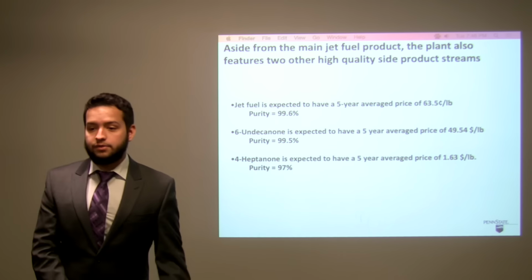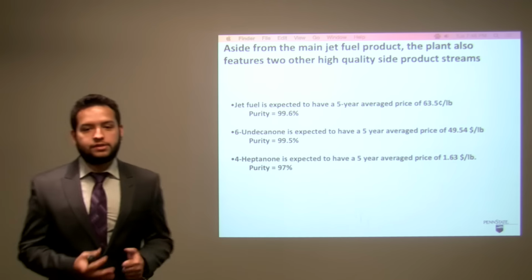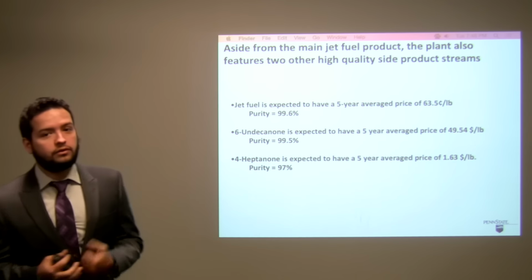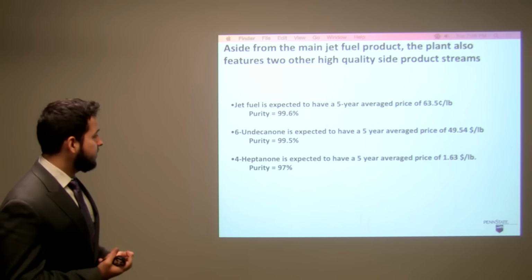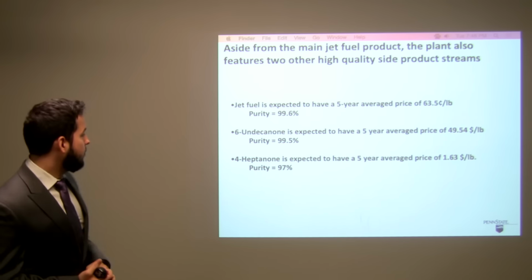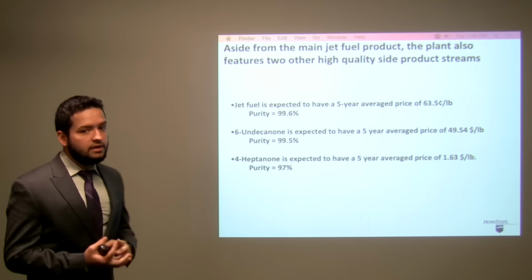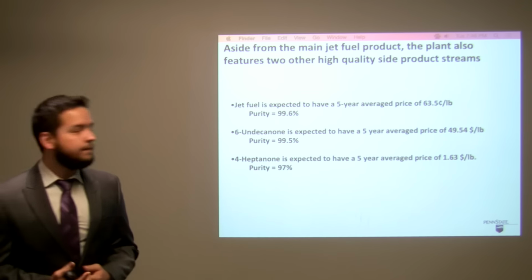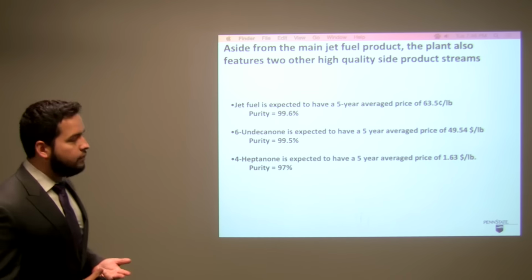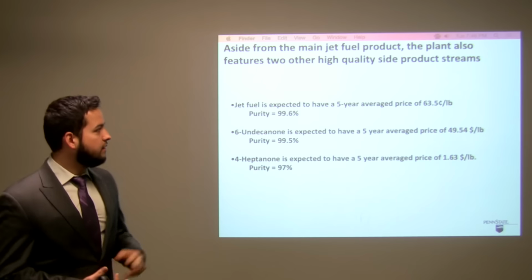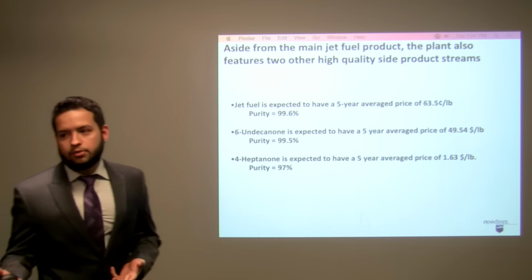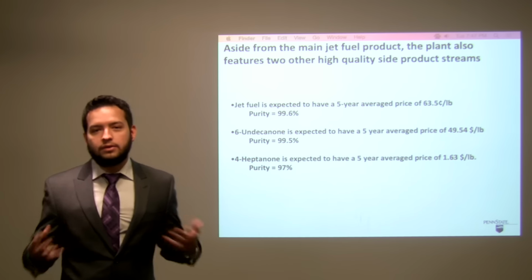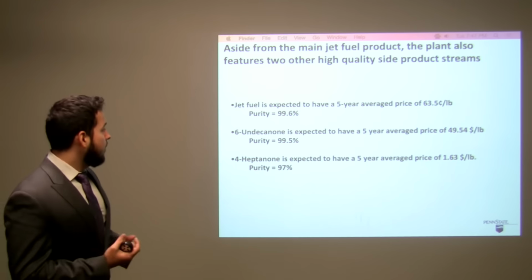All right, well, as mentioned previously, our plant not only produces jet fuel, our plant also produces two additional side product streams. It produces 6-undecanone as well as 4-heptanone at a purity of 99.5 and 99.7% each, respectively. Now, the price of our jet fuel averaged at 5 years is expected to be 63.5 cents per pound. Now, this is high, but as mentioned previously, we plan to sell it as an additive, so we don't count on it being a problem.